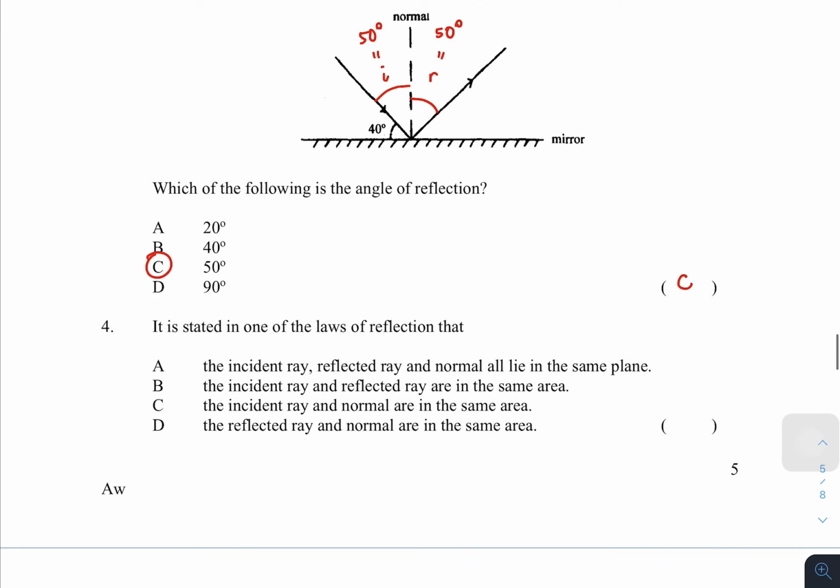Number 4, it is stated in one of the laws of reflection that, the answer here would be A. The incident ray, reflected ray, and the normal all lie in the same plane. Same plane means you can draw it on a piece of paper, and it won't reflect in a third dimension. So we have 2 laws of reflection. This is the first law. The second law would be I equals R.